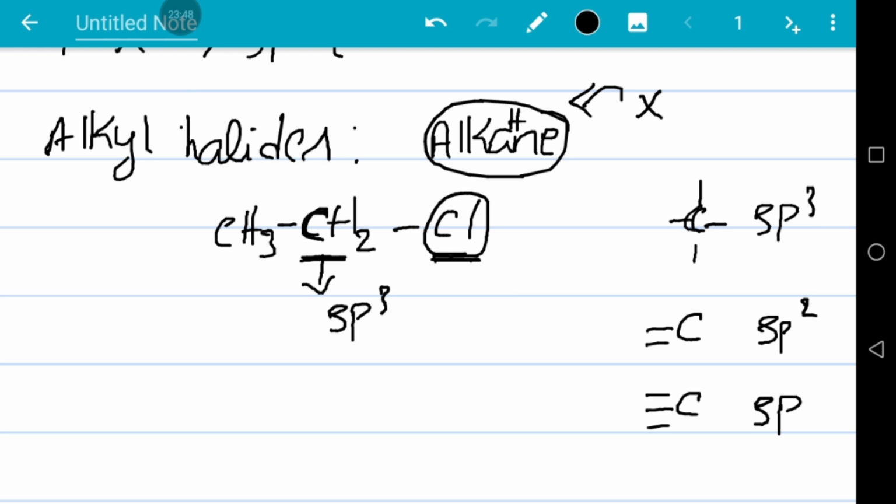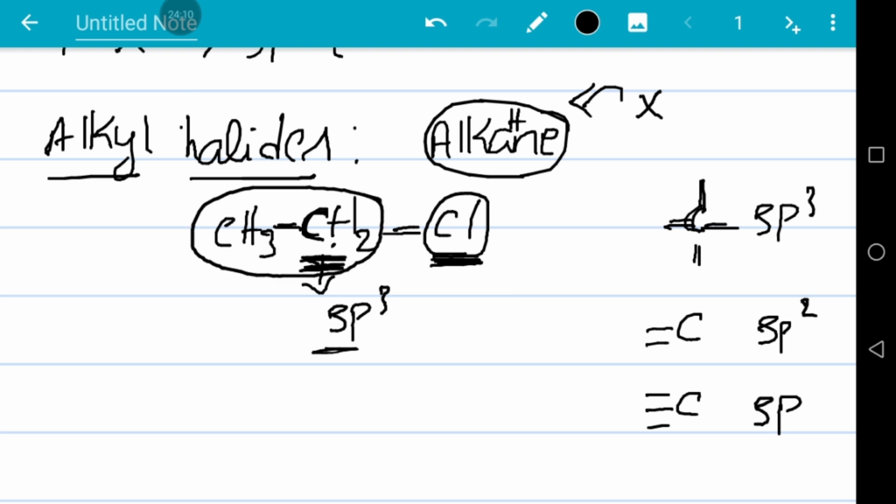Around this carbon, observe, this side single bond, this side single bond, and two hydrogens always single bonds only. So totally around this carbon four single bonds only is there. So that's why this is a sp3 hybridized carbon. So what is the definition of alkyl halides? Means halogen is attached to sp3 hybridized carbon of a alkyl group, then it is known as alkyl halide.